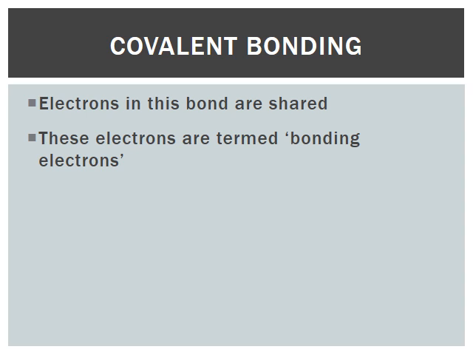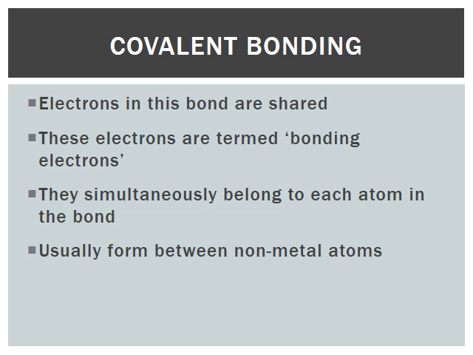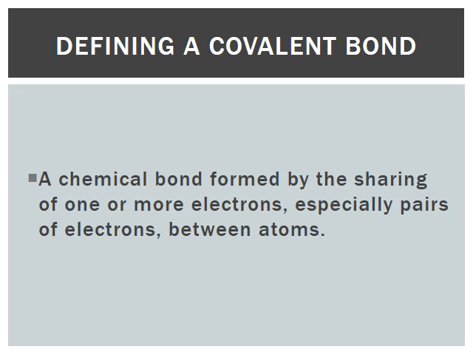The octet rule limits an atom to have 4 pairs in its valence shell, because 4 times 2 equals 8. However, there are some exceptions which will be discussed at a later date. Okay, so that means that the electrons simultaneously belong to each atom in the covalent bond, and they usually form between non-metal atoms. Okay, so a covalent bond is a chemical bond formed by the sharing of 1 or more electrons, especially in pairs of electrons, between the atoms. So where in ionic bonds an electron is taken or given, in this case both atoms share the electrons.